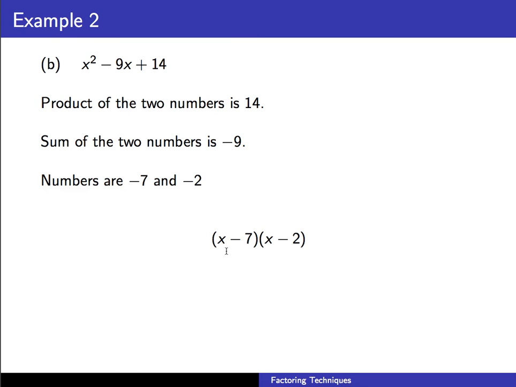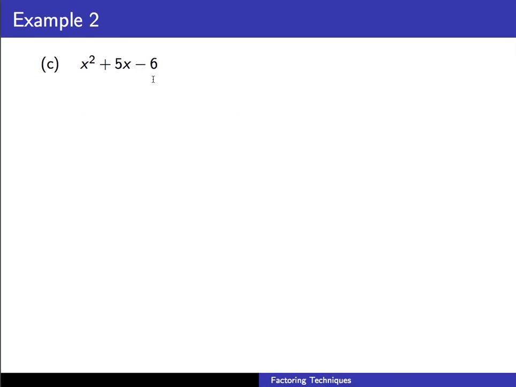And once again, if we multiply this out, we can check to make sure that our answer is right. We'll get x squared minus 2x minus 7x is minus 9x, and then negative 7 times negative 2 is positive 14. Part C, we have x squared plus 5x minus 6.